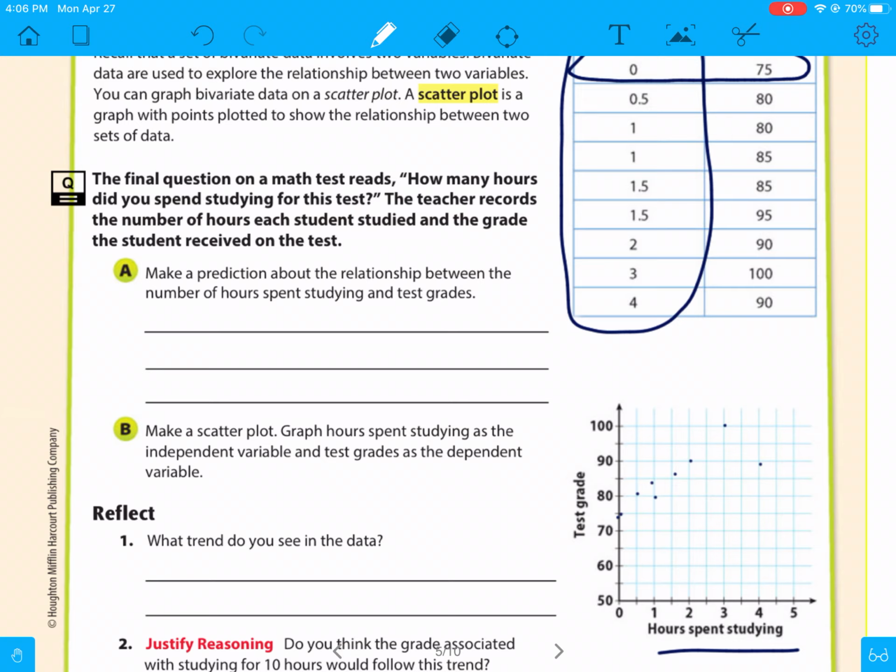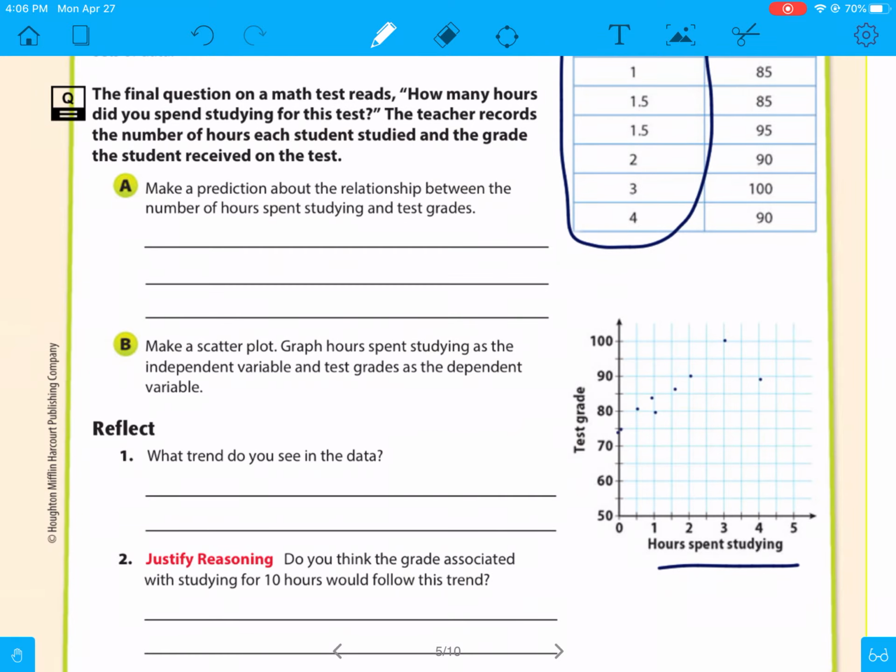So make a prediction about the relationship between the number of hours spent studying and the test grade. Usually, the more you study, the better your grade is. So what trend do you see in the data? The more you study, the better your grade is. See how it's going up. So the more you study, the better your grade.